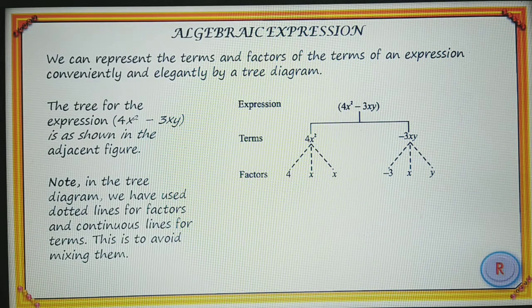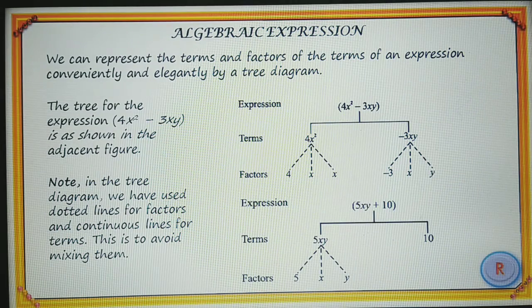Note, in the tree diagram, we have used dotted lines for factors and continuous lines for terms. This is to avoid mixing them. Observe another example. Expression is 5xy plus 10.